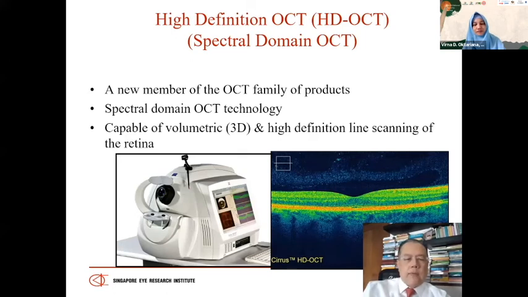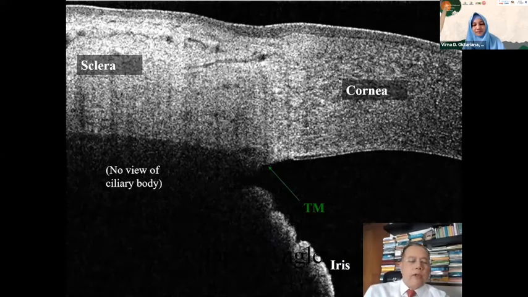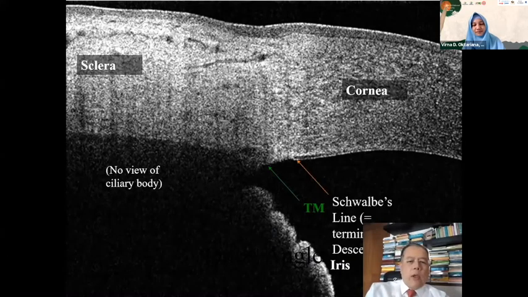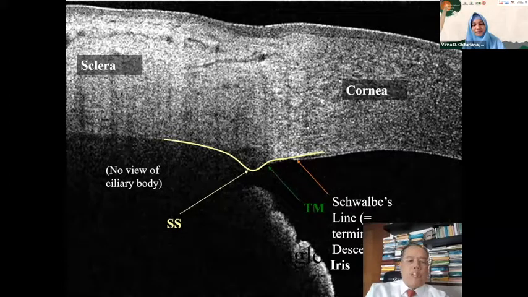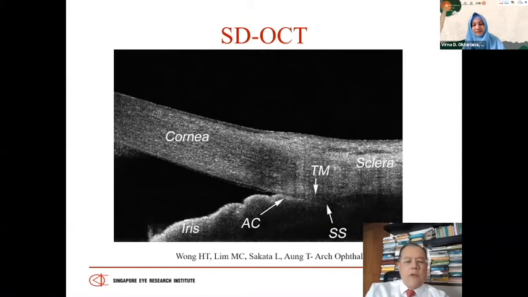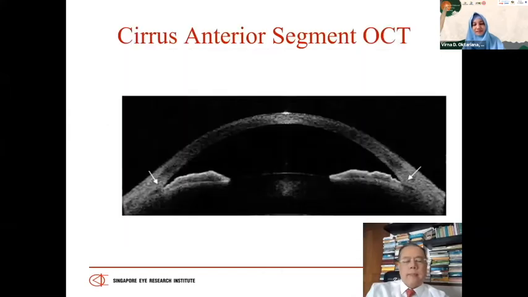So as you know, for retinal imaging, OCT is now mostly using spectral domain. And again, with the anterior segment as well, you can obtain high resolution images, as you can see here, where you can see the Schwalbe's line, the trabecular meshwork, as well as the scleral spur. Here's another example where there's obvious angle closure between the scleral spur and trabecular meshwork area, where there's iris apposition.